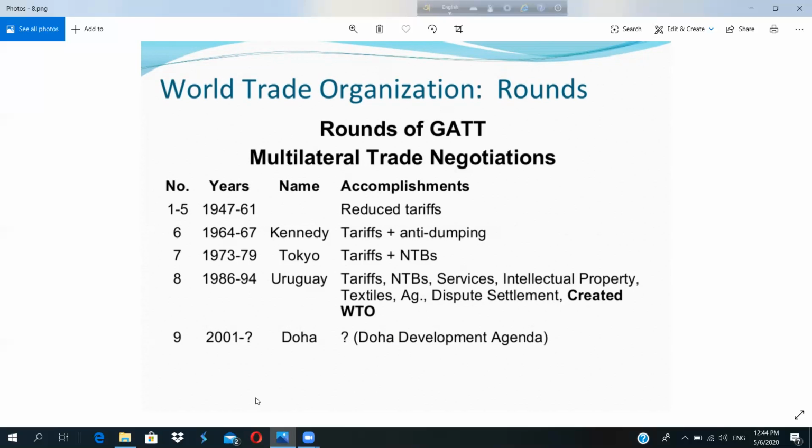And round number 8 was held from 1986 to 1994, and was called the Uruguay Round. That was very important. That round was about tariffs, non-tariff barriers, services, intellectual property rights, textiles, dispute settlement, and creating the WTO. So finally, on 1st January 1995, the WTO was created. Then in 2001, the Doha Round, called the Doha Development Agenda.